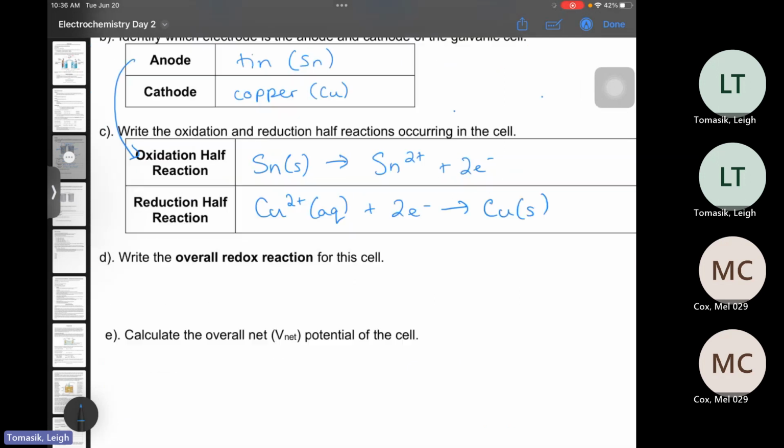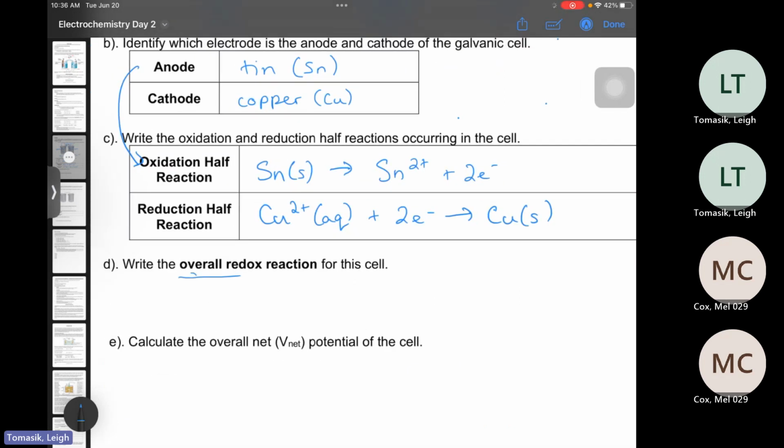So, those are basically what you need to draw a good galvanic cell diagram. Okay, so it says write the overall redox reaction for this cell. Okay, the overall redox reaction, remember, the electrons will cancel. And if the electrons are not the same number, I'm going to need to multiply the reactions so they are. Right? In this case, I don't have to because they're the same number. So I'm going to write everything on the left-hand side of the arrows from both reactions.